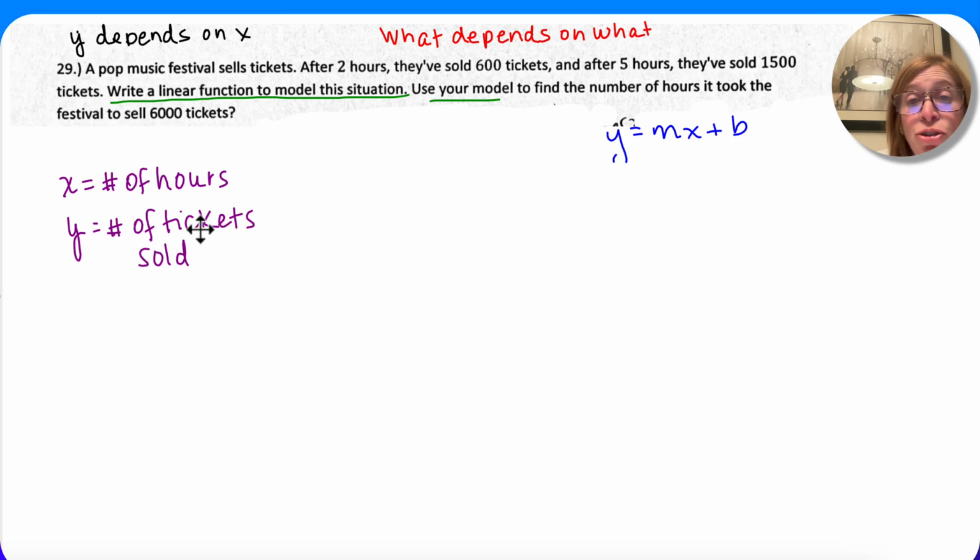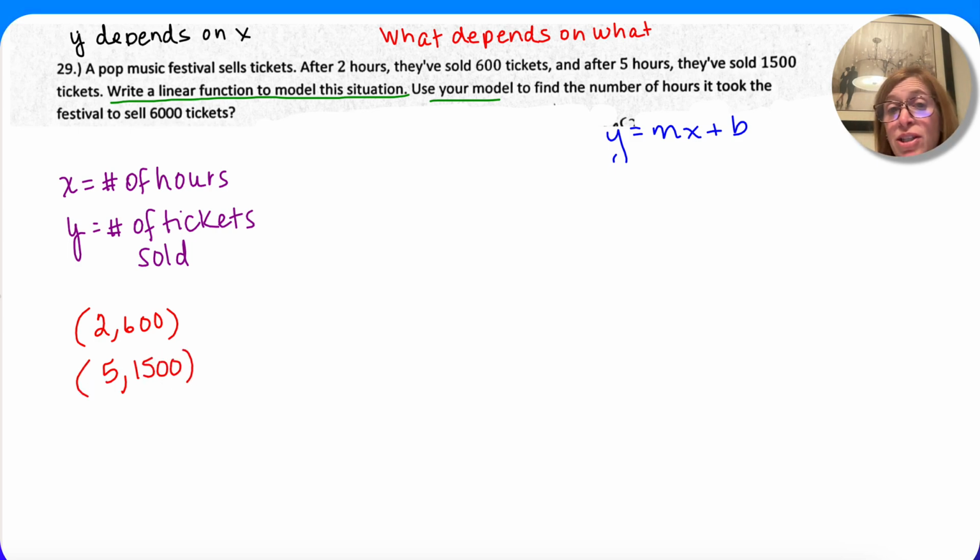Now, to write a linear equation of any kind, the minimum you need is a point and a slope. But we've got some data here that we can turn into points. For example, after 2 hours, you sold 600 tickets, so that would be (2, 600). And after 5 hours, they've sold 1,500 tickets. So I have 2 points.